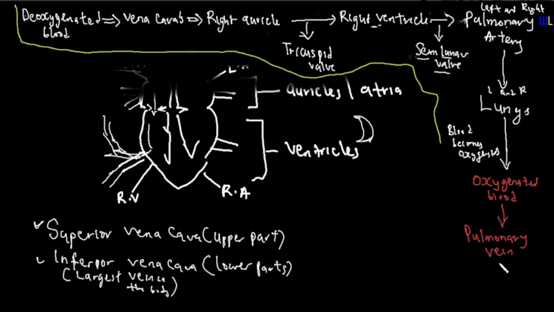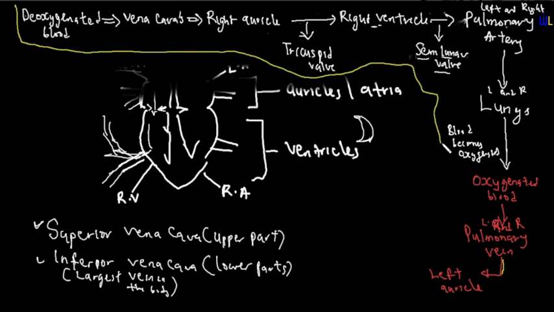Another one is the oxygenated blood is going to the pulmonary vein. From the pulmonary vein, this oxygenated blood will now move into the left auricle. Remember, there is left and right pulmonary, so both of them will move into the left auricle. Are we there? Yes, sir.